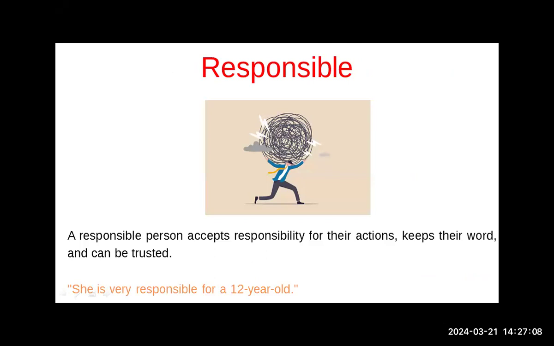And also responsible. So a responsible person is someone who you can trust, you know they're going to do what they're supposed to do, right? So they are responsible. They are very reliable people. So that's responsible.